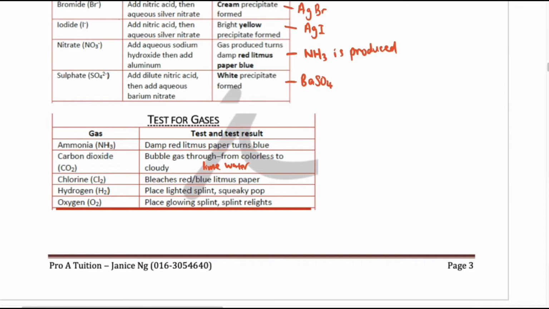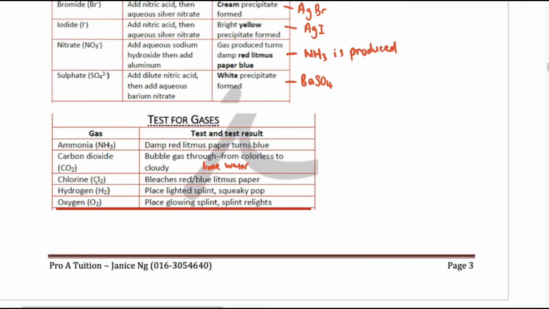Chlorine bleaches the red or the blue litmus paper. So that means if you are using blue litmus paper, it will turn red first, followed by white. So it shows some acidic properties first, then because of bleaching, it turns white afterwards.